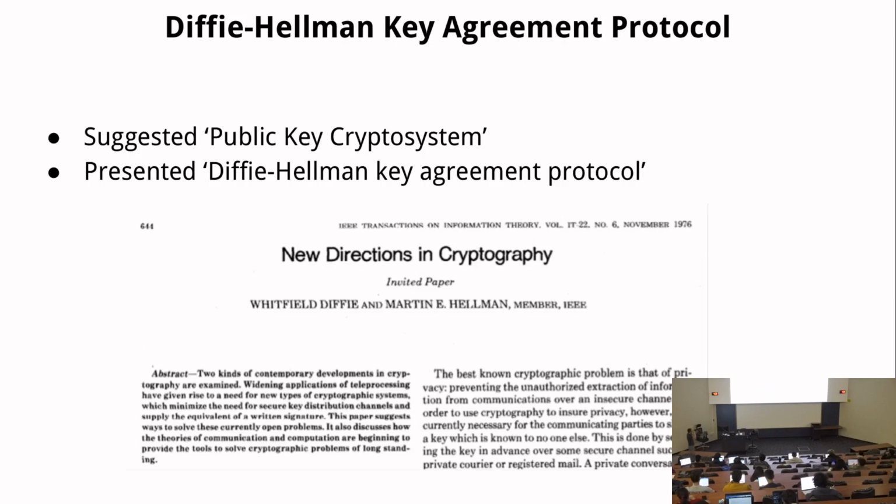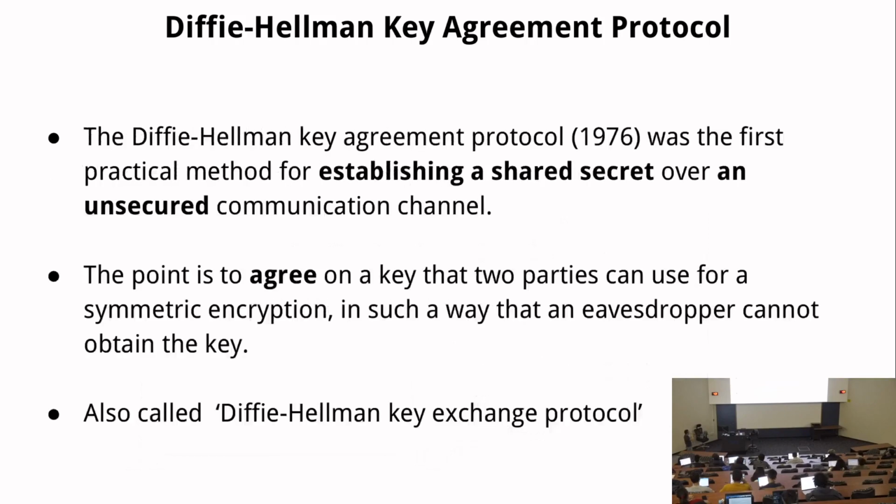But they came up with something we now call the Diffie-Hellman key agreement protocol. It's not really a full public key crypto system, which we will talk about next week, but it's a key agreement protocol that can establish a shared key or shared secret over an unsecured communication channel.